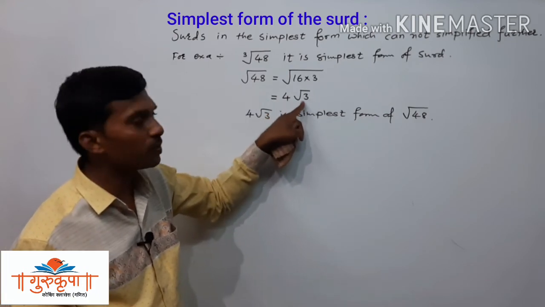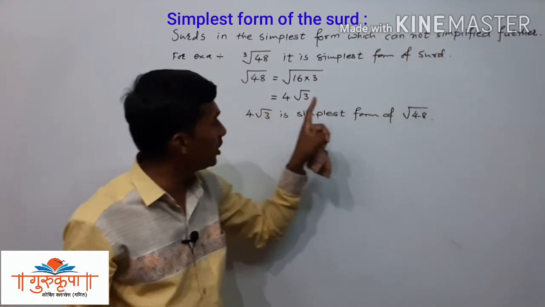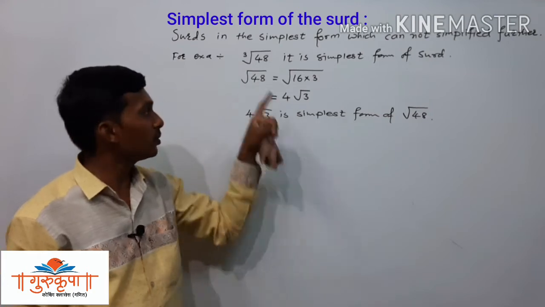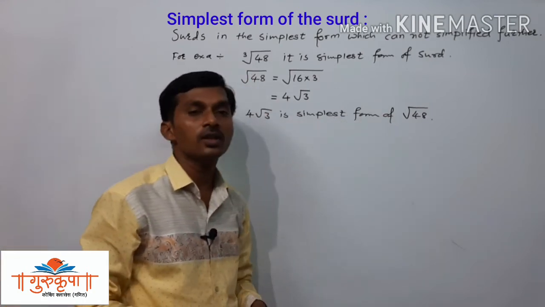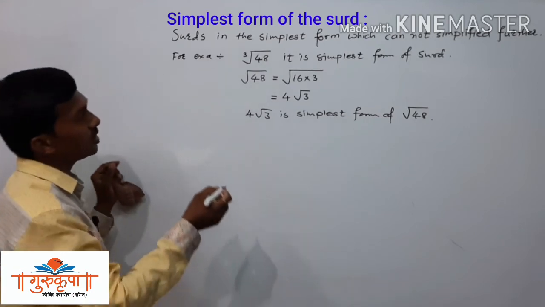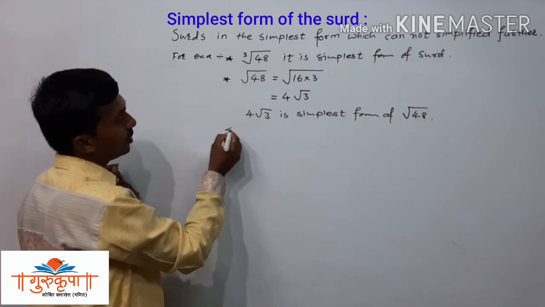This is the simplest form. If we are unable to simplify it further, then it is called the simplest form of the given surd. Since 4 root 3 is the simplest form of square root of 48. We'll take one more example here.